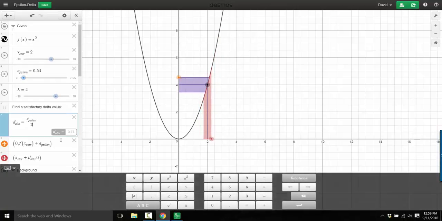Okay, so what if we make our delta equal to epsilon over 3? So our delta window is a third the size of the epsilon window. Well, that's not working. 4, 5, aha.